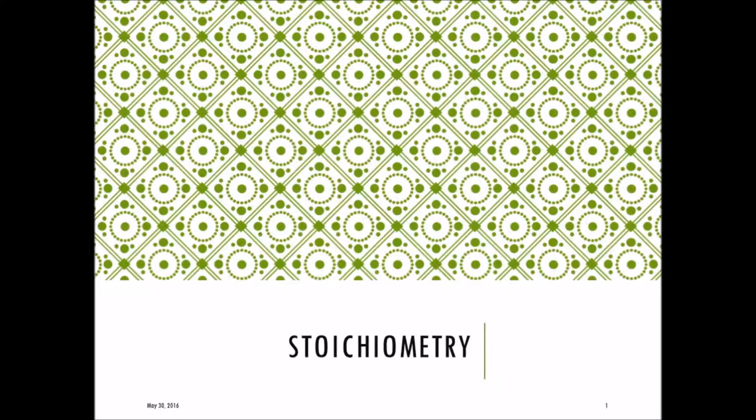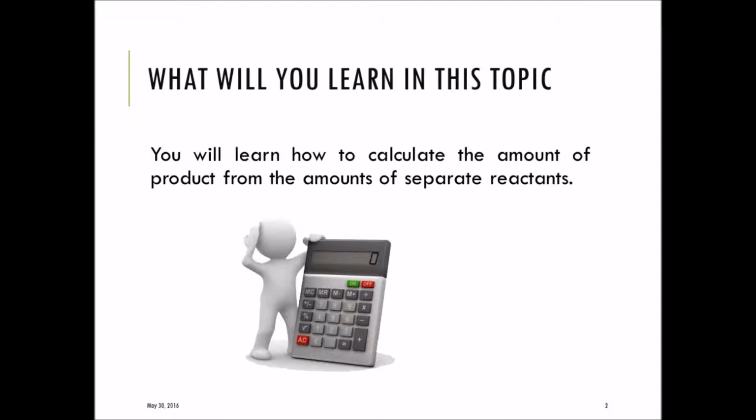Today we are going to be giving you the class of Stoichiometry, and this is all about you learning to calculate the amount of product from the amount of separate reactants in a chemical equation. It is a pretty simple topic. You will learn it easily. I have for you some tips, and we are going to start the class.